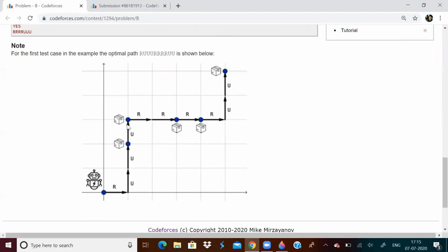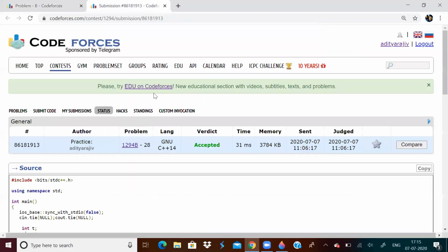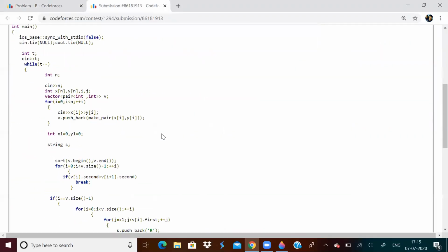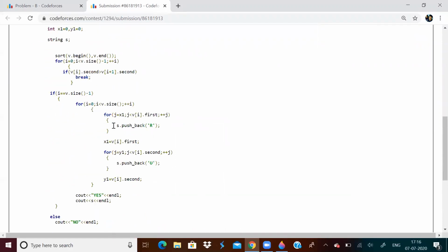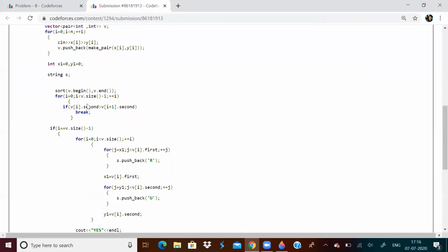So if you collect all these points, store them in a vector of pairs, and sort them, after sorting, what to do? So let us see that. First of all, I've taken the input, I pushed it in the vector of pairs, I have sorted it, and I am checking over here whether the path is possible.